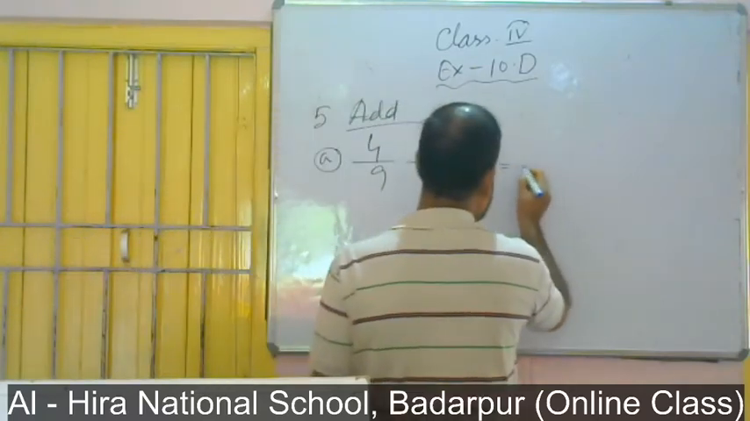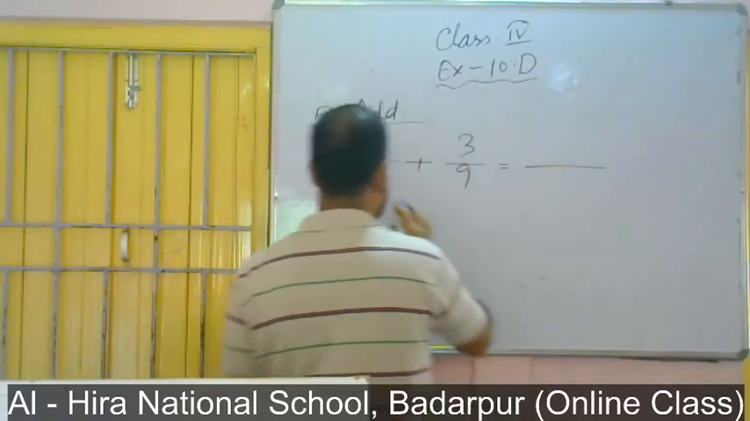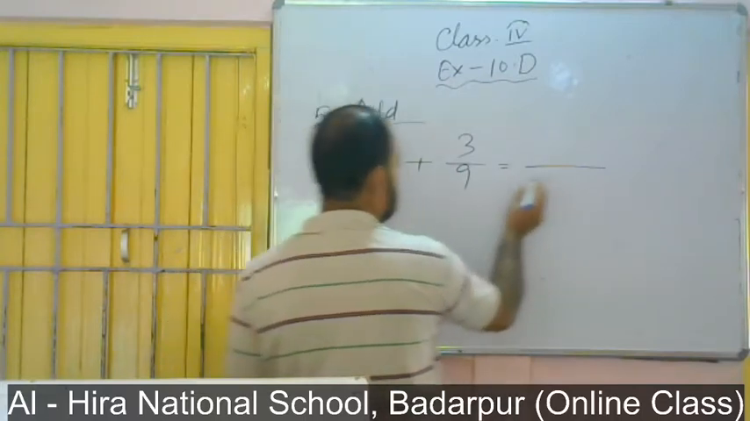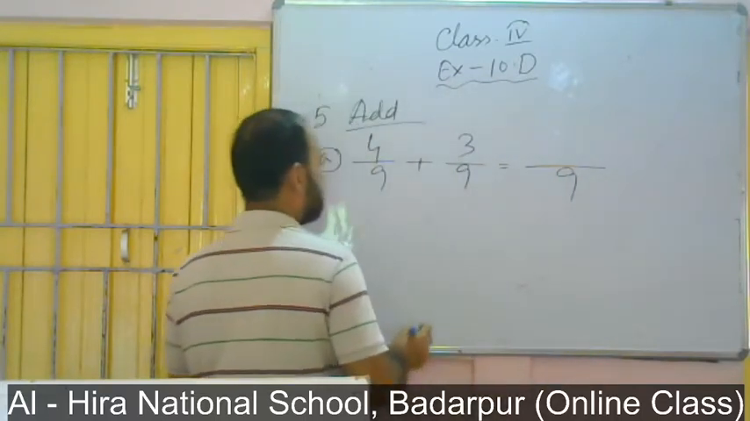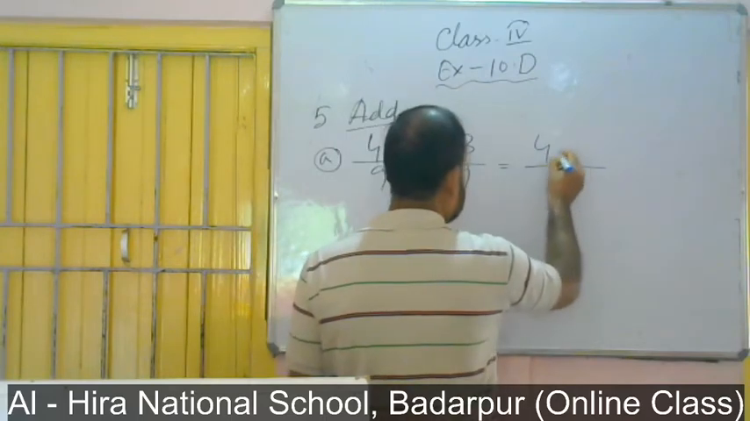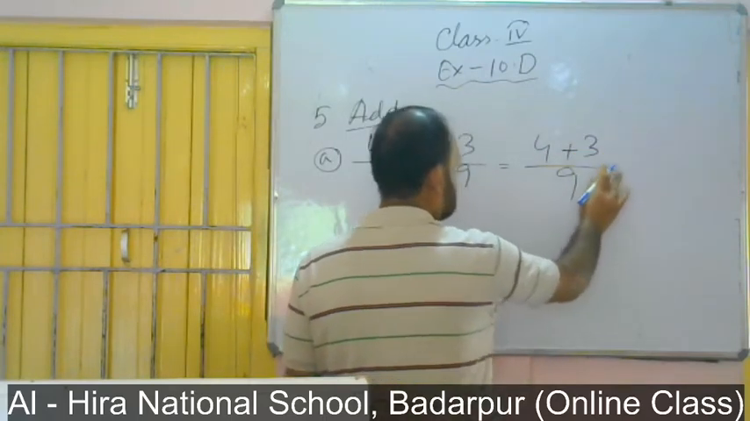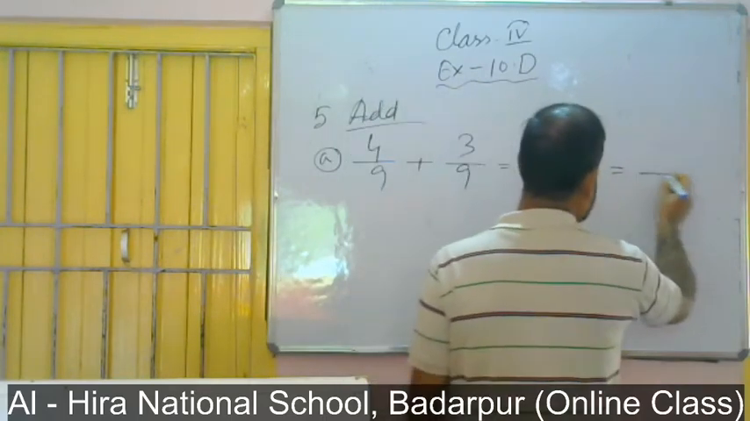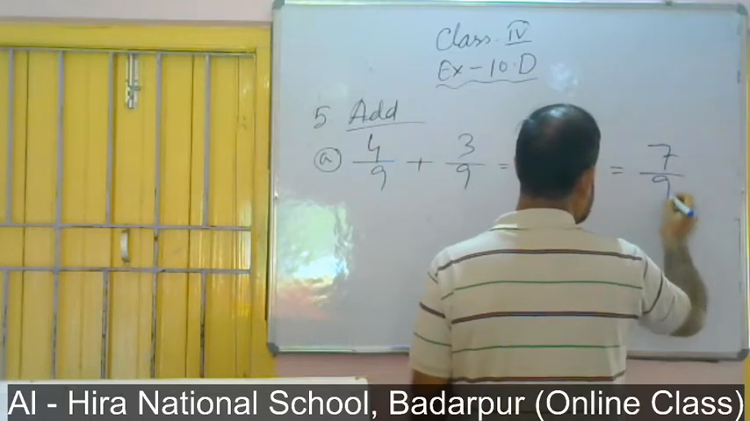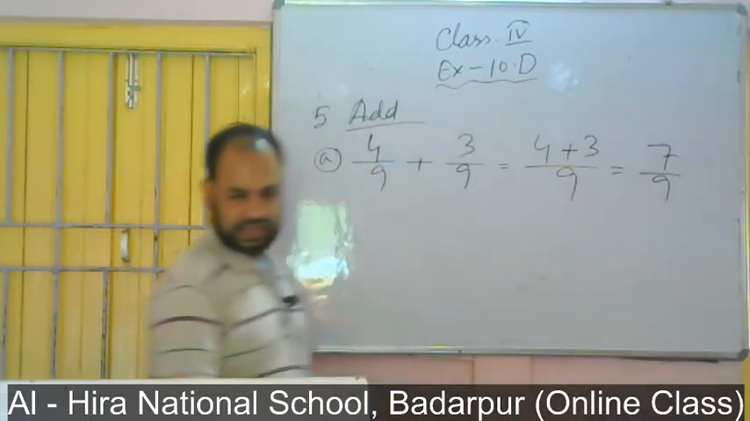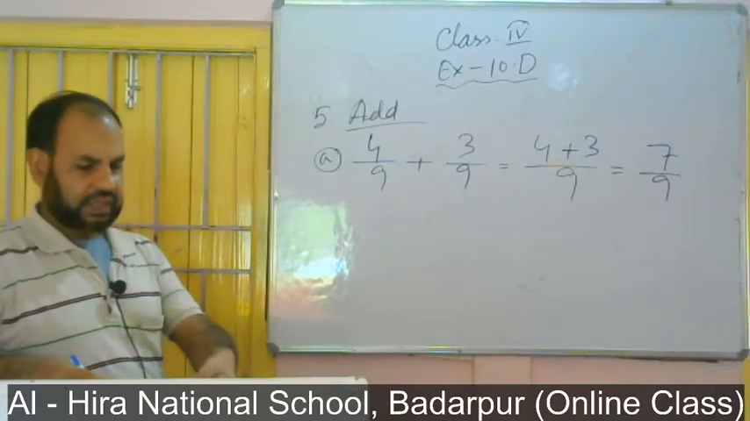So denominator is same, so the fractions are like fractions. So we take 9, and here 4 plus 3. 4 plus 3 is equal to 7, denominator is 9. Answer is 7 by 9.